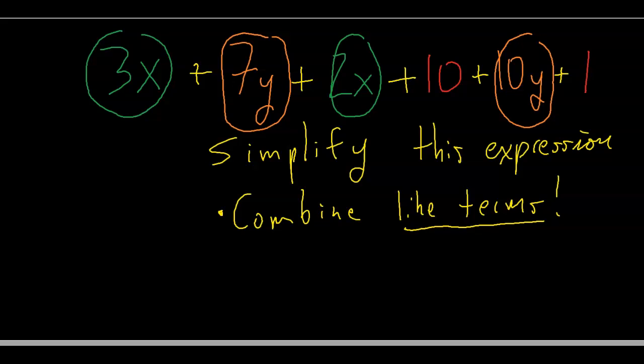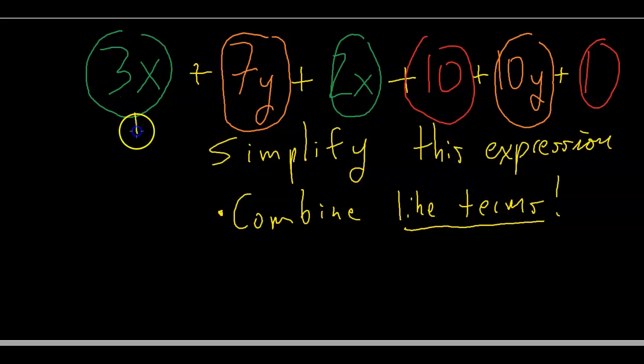They don't have any variable attached, right? So these are constant terms. These are the constant terms. All right, so we can combine the like terms, but we can only combine the like terms. We can't take that 7y and simplify it by adding it with 2x, because the simplest way you can write 7y plus 2x is 7y plus 2x. That's as simple as it can get.